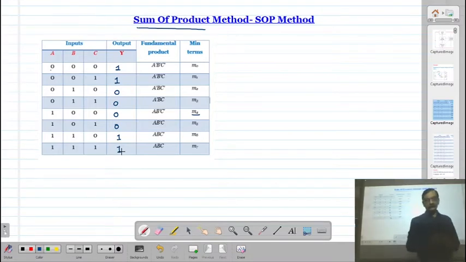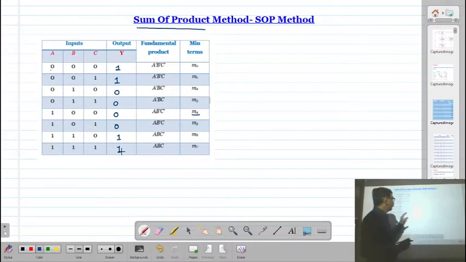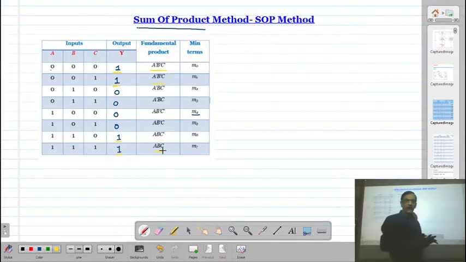Now how to write the Boolean expression for this truth table? Wherever your output is high, for that you have to see what the fundamental product is. Then you take the sum of these fundamental products, and that will give you the Boolean expression. For this combination my fundamental product is A prime, B prime, C. For this combination it is A, B, C prime, and here it is A, B, C. So I will take the sum of these four fundamental products, and that is your Boolean expression.